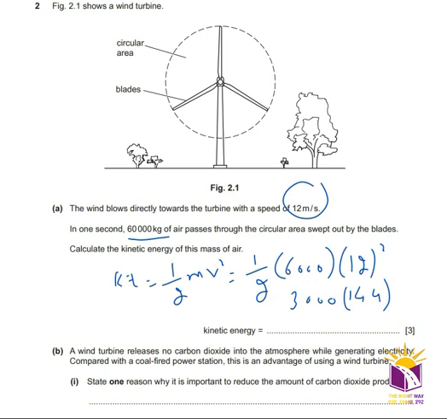So it will become 432,000 joules. So the kinetic energy will be equal to 432,000 joules.